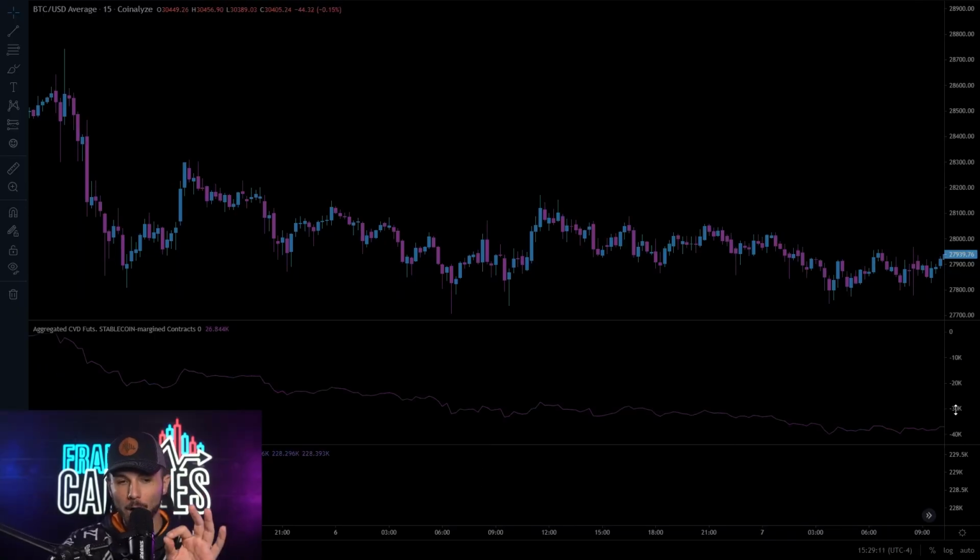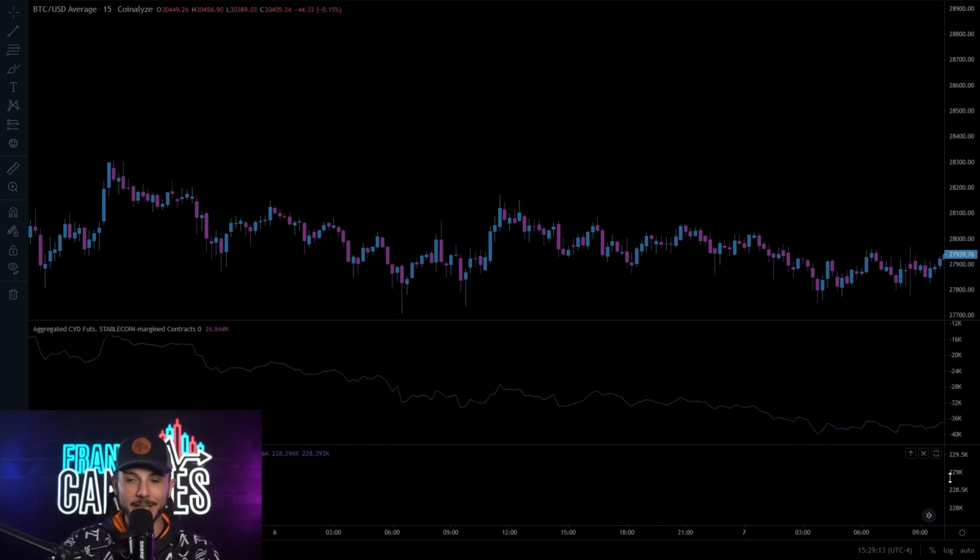I'm going to show you guys on Coinalyze what the CVD actually looks like, how to read it, and then how to apply it to your actual trading plan, again, to get into some really profitable trades. Let's get into it.